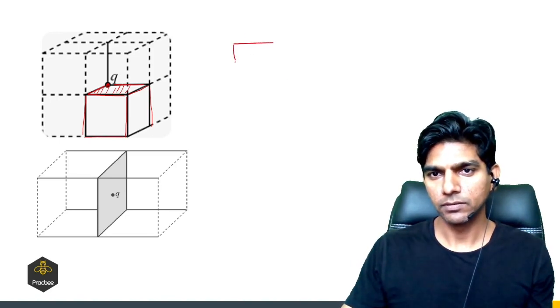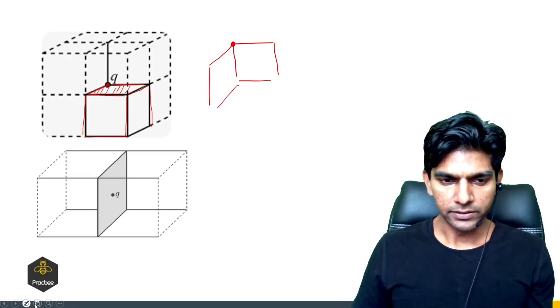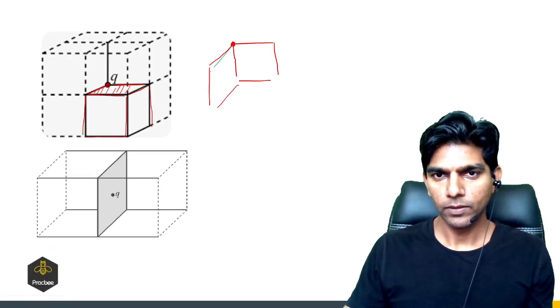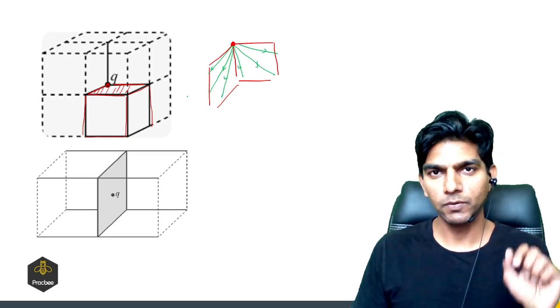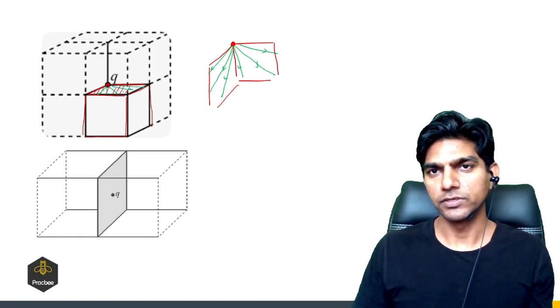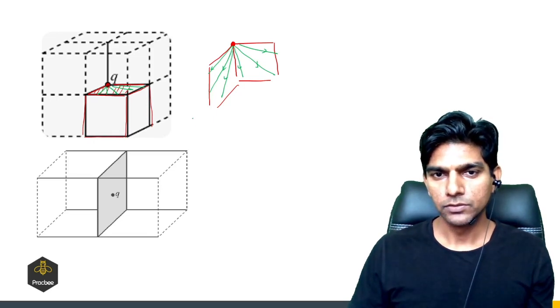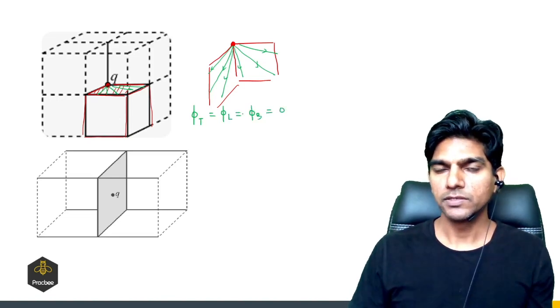If I consider this is the back face, this is the left face, and there is a charge here, the electric field lines due to this charge will be parallel to the face. Similarly, the electric field lines linked with the back face will be parallel to the face, so there will be no flux linked with these two faces. Even if I take the top face, the electric field lines are parallel to the surface, so there will be no flux linked with the top face. So the flux through top equals the flux through left equals the flux through back, and all of these will be 0.